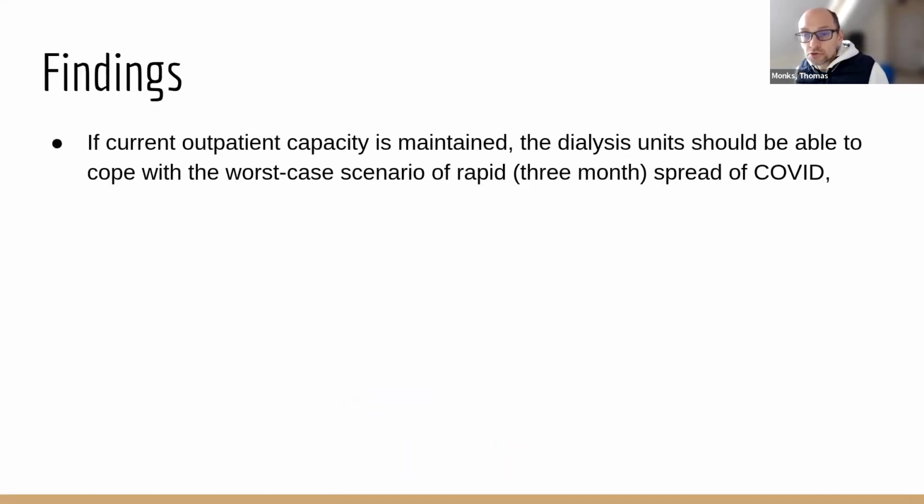So just to give you some broad findings of the study overall before I finish up. One of the findings was if the current outpatient capacity was maintained, the dialysis unit network should be able to cope with the worst case scenario of rapid 3-month spread of COVID. So yes, there would be some spillover, and yes, that was extra information, but there wouldn't be a complete disaster, which was what they wanted to check for.